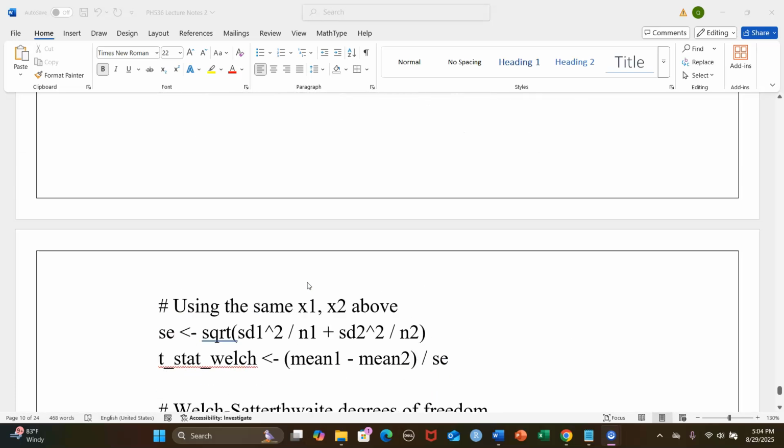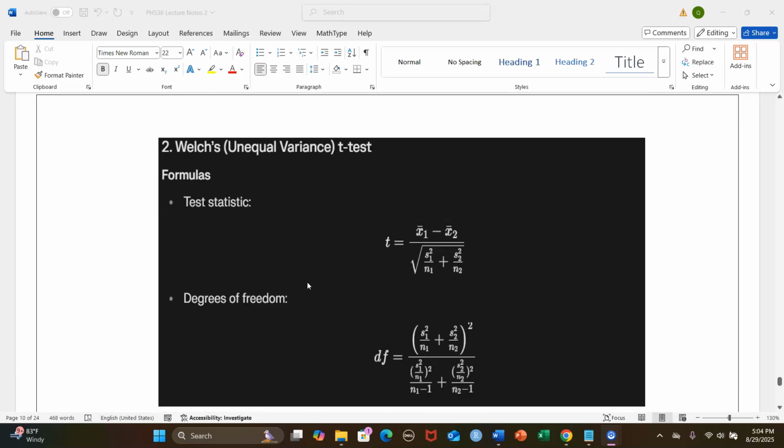Okay, so if you just call t.test in R, you can easily implement the equal variance and unequal variance versions of the t-test. But by using the formula-based approach, it will enhance your understanding of what's going on behind the scenes when you do t-tests. Okay, that's the main purpose of this video.